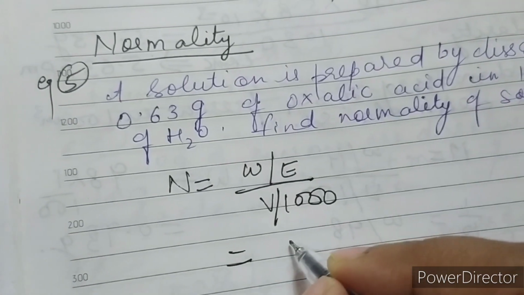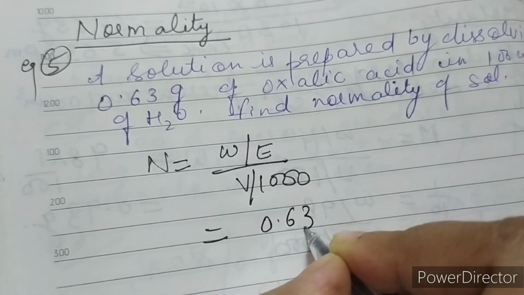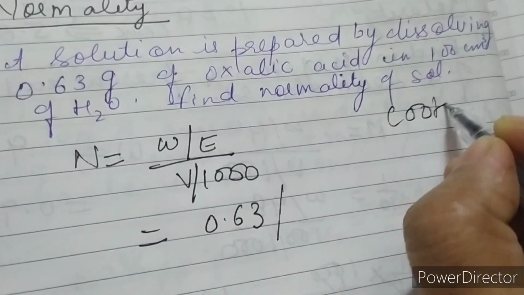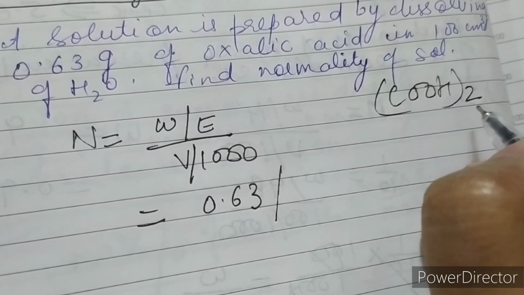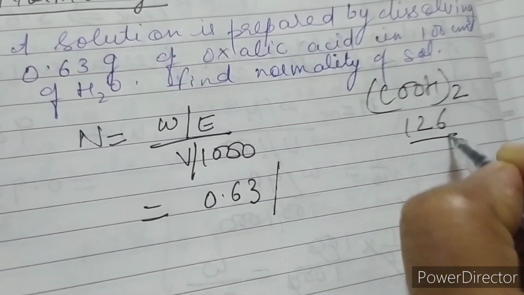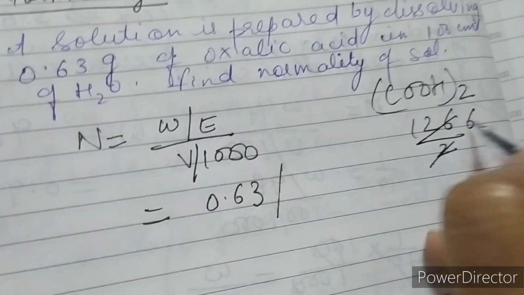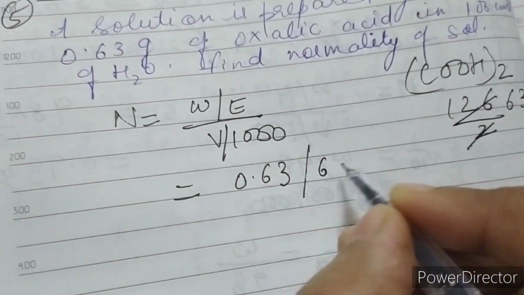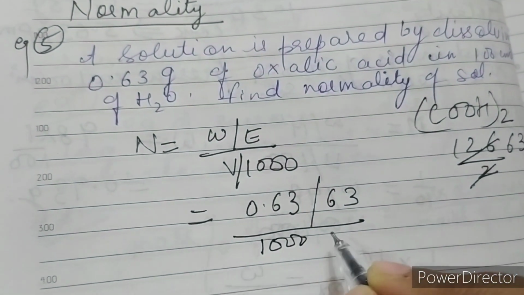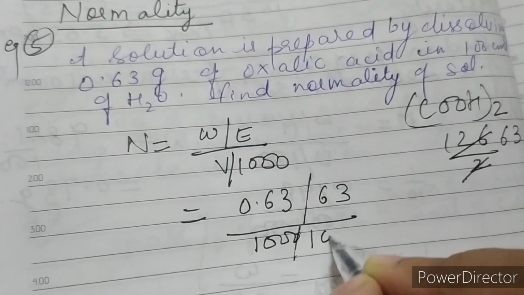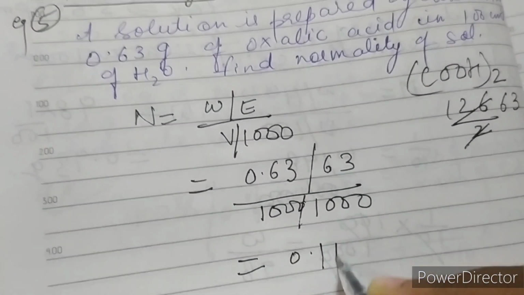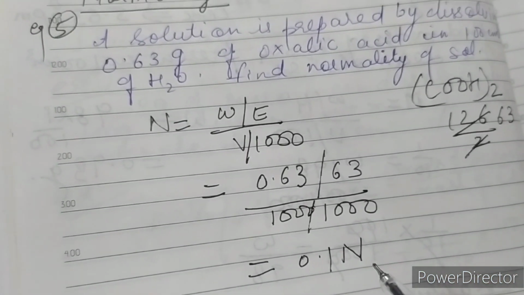So here the weight of the solute is given as 0.63 gram divided by equivalent weight. Oxalic acid formula is (COOH)2, and because its basicity is 2, you will get the molar mass 126, and basicity is 2, divided by 2, that will give you 63. So here you will write 63 divided by volume, which is given as 100 centimeter cube, and convert it into liters by dividing by 1000, and if you solve it you will get 0.1 N. That is the normality of the solution.